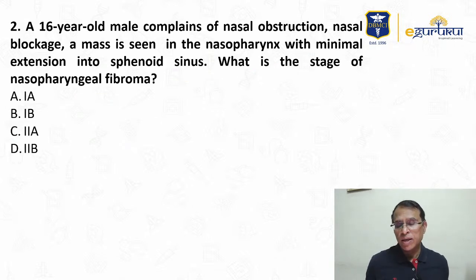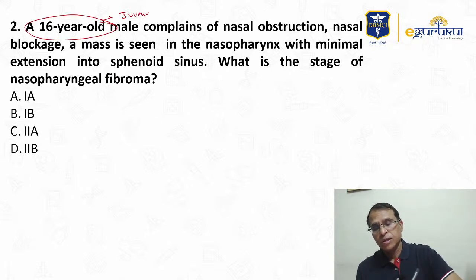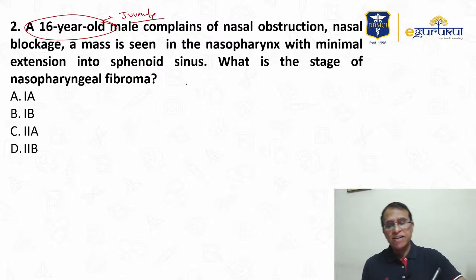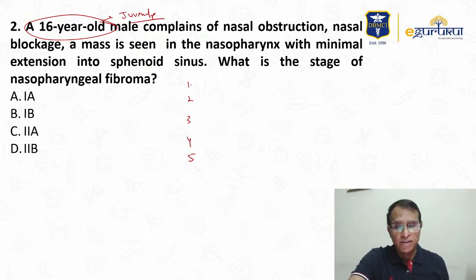A 16-year-old male complains of nasal obstruction, nasal blockade. A mass is seen in the nasopharynx with minimal extension into the sphenoid sinus. What is the stage of nasopharyngeal fibroma? Now, this is a bad question, because this is nasopharyngeal angiofibroma, in a 16-year-old juvenile, and there are 5 classifications. Which classification are they talking about? We have to mention, because each classification is different, and this is perhaps the Sessions classification.